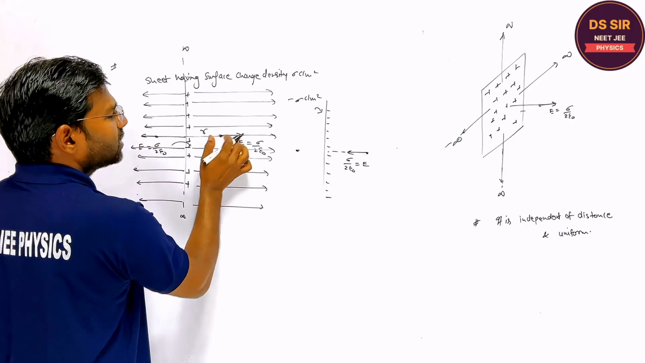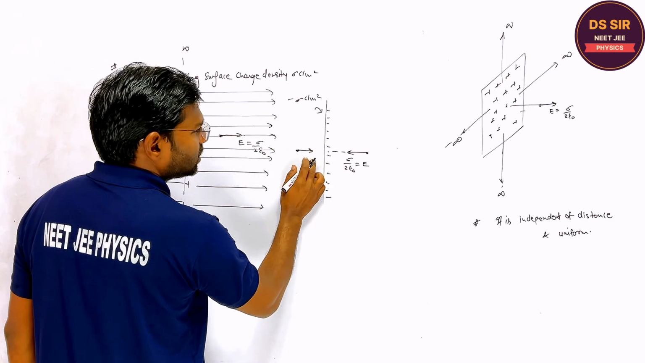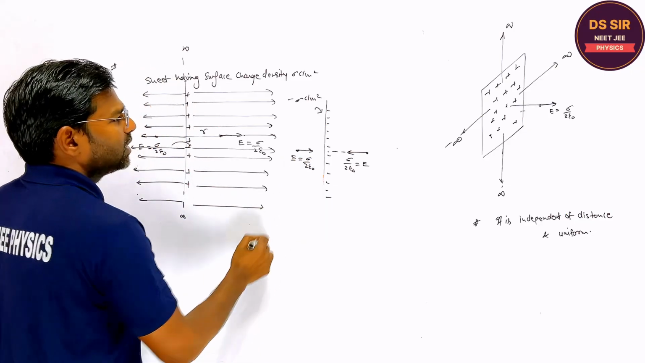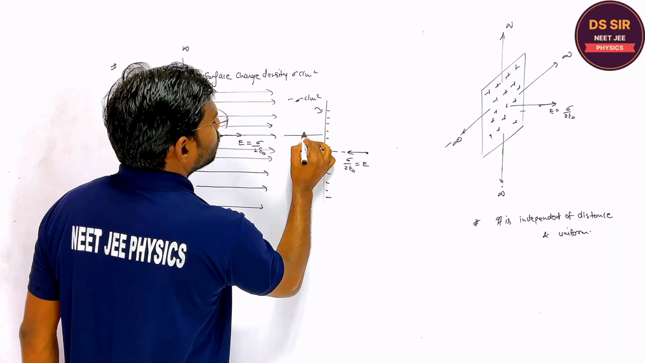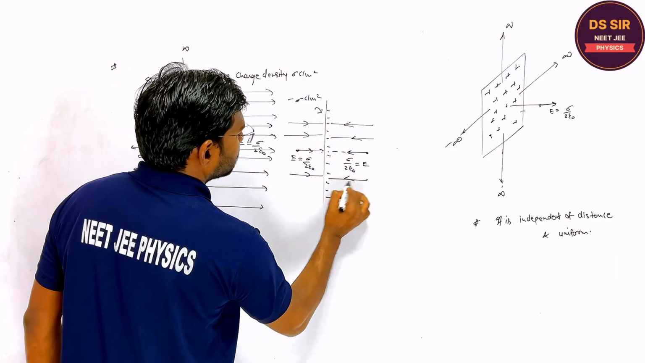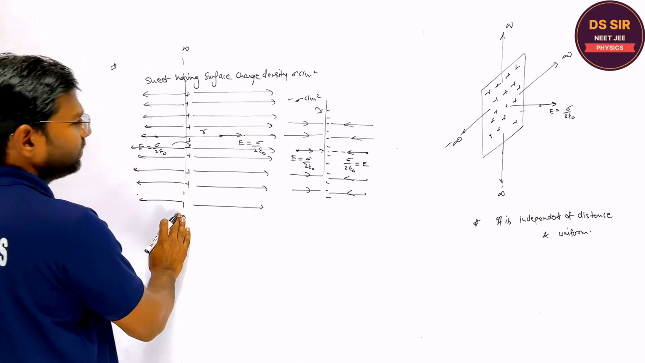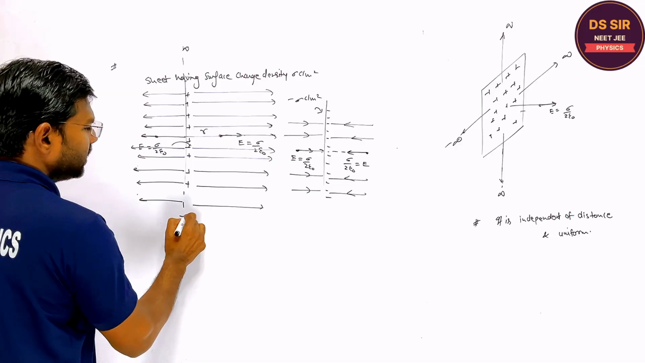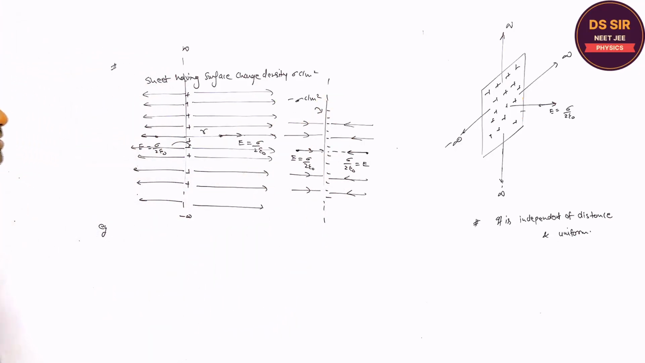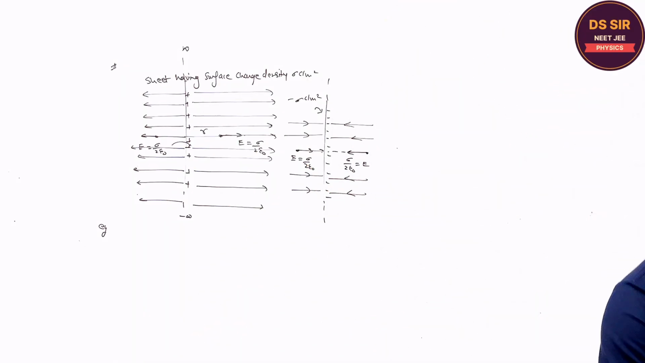Everywhere the electric field is constant, and for this sheet the electric field is sigma upon 2 epsilon naught. It is towards the sheet, and does not depend upon the distance. Is it clear or not? Copy this. This is for the positive charge, and this is for the negative charge, the infinite sheet I am talking about. So let's see how to solve the question based upon the infinite plane sheet.